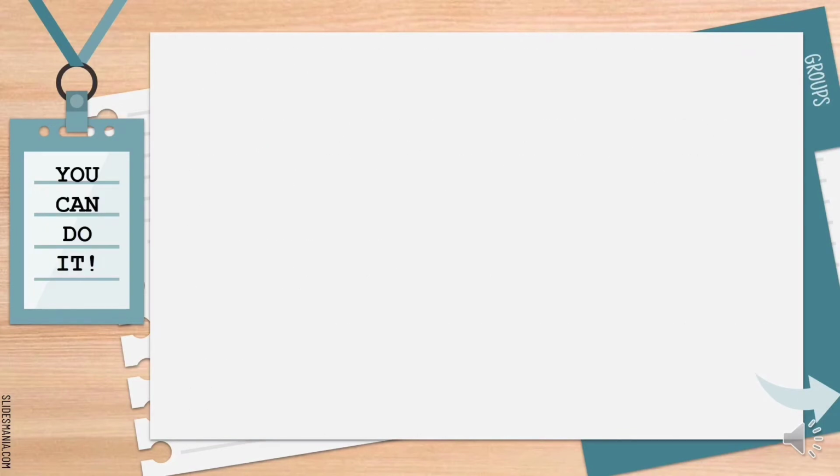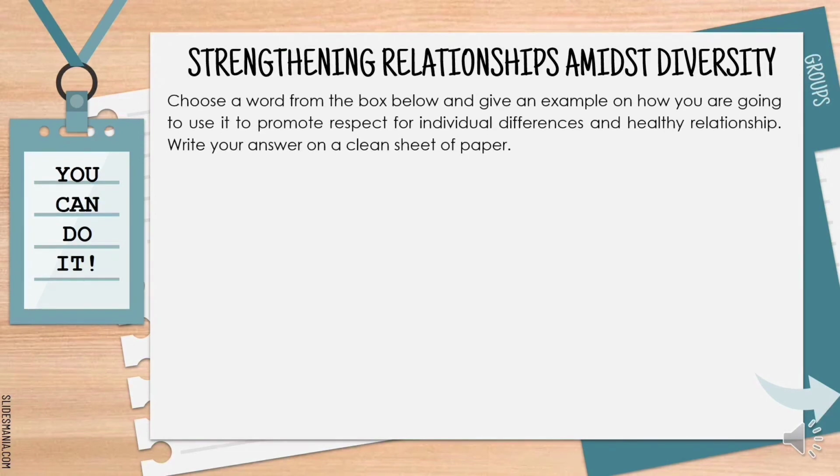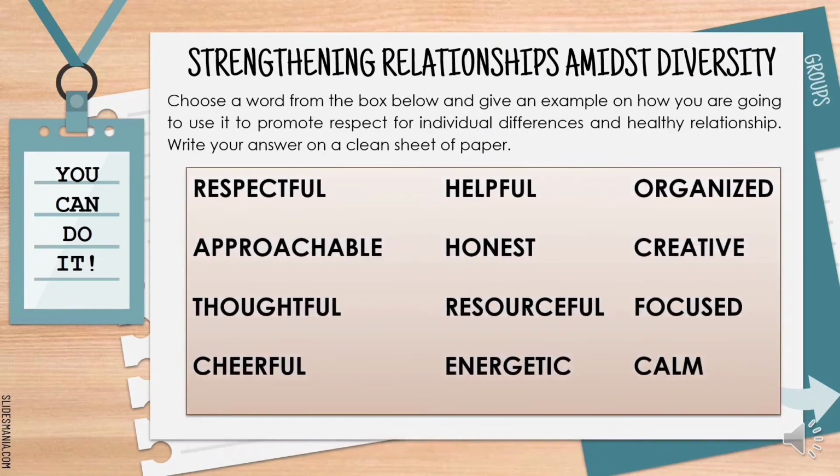So let's proceed in our next activity under You Can Do It. The suggested time allotment is 15 minutes. The title of this activity is Strengthening Relationship Amidst Diversity. For this activity, you need to choose a word from the box below and give an example on how you are going to use it to promote respect for individual differences and healthy relationship. Write your answer on a clean sheet of paper. So here are the group of words for this activity.